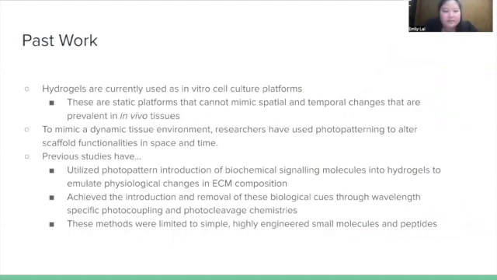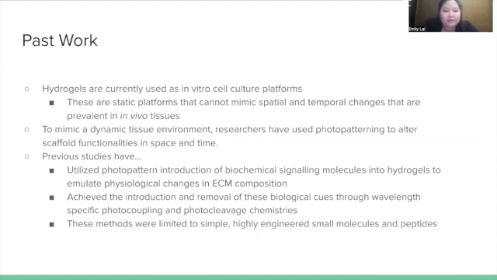In work that has been done previously, we know that hydrogels are currently used as in vitro 3D cell culture platforms. They are static platforms that can't mimic spatial and temporal changes that are prevalent in vivo tissues. So to mimic a dynamic tissue environment, researchers have used photopatterning, which involves using light and a photoinitiator to initiate a reaction and create patterns or structures within the hydrogel. The photopatterning alters scaffold functionalities in space and time. This is very important to replicate the native physiological environment.